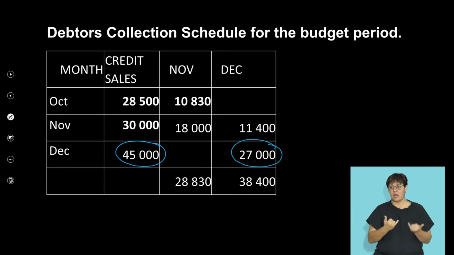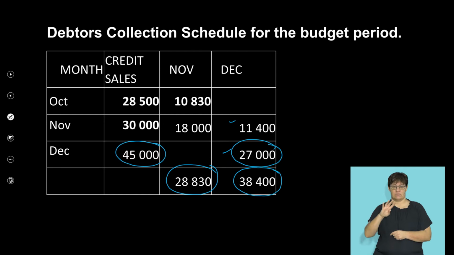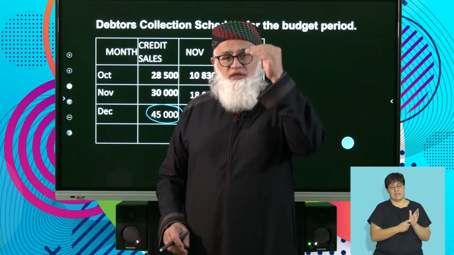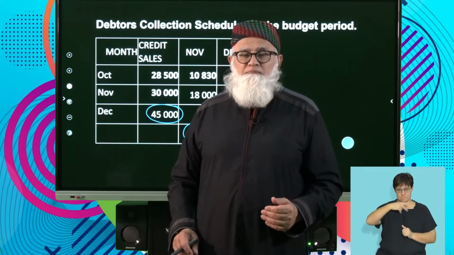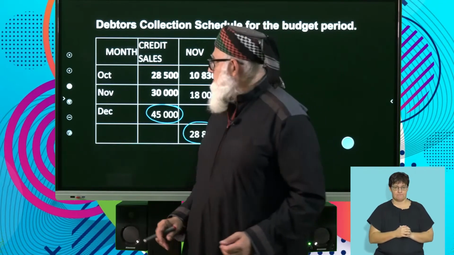All that we do now is we add 10,830 plus your 18,000 will give you 28,830, 11,400 plus your 27,000 will give you 38,400. So what have we done now? We've completed the debtors collection schedule. So this is the amount that we are expecting to receive from our debtors based on the provisos that we have in terms of how they're going to be paying us the outstanding amounts. Okay.